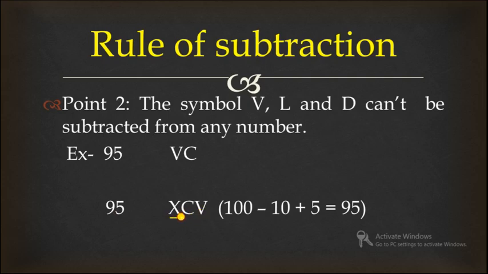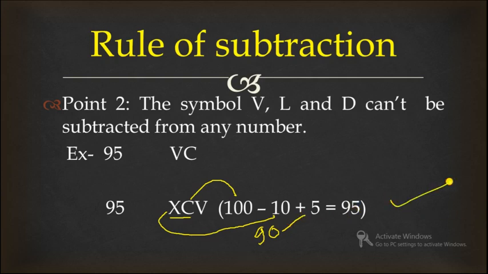Let's take XC first. C is the higher value symbol and X is the smaller value symbol, so the value of X will be subtracted from C. So value of C 100 and value of X 10, from here we'll get 90. Then the value of V will be added. So 90 plus 5 is equal to 95. Understood? So this is correct.